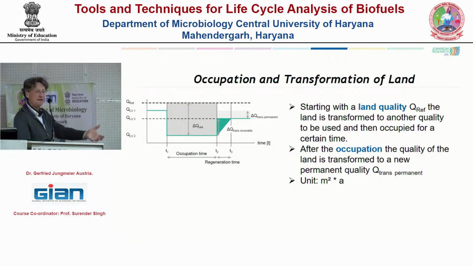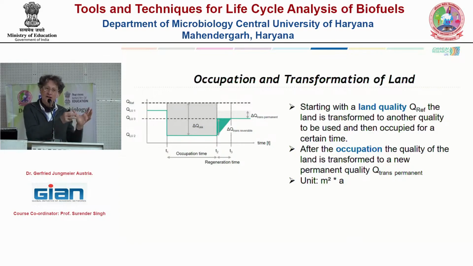If you grow poplars on agricultural land, of course you change the quality of the land. The quality indicators are a very complex thing again. You have to measure the quality of land, but at least you change it in one direction. Then you use it for a certain time, and when you stop the use, you might have a certain regeneration time. And the question is, do you reach the same quality afterwards again, or do you have a lower or a higher quality? So judging the land quality and the change of land quality is a very relevant aspect.